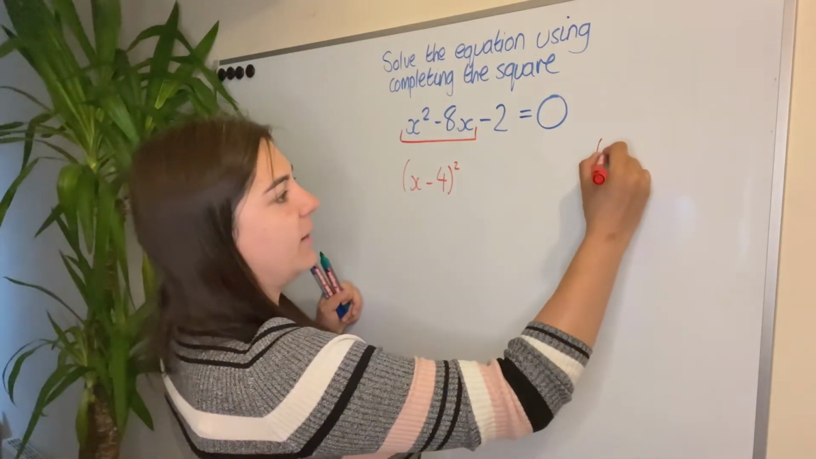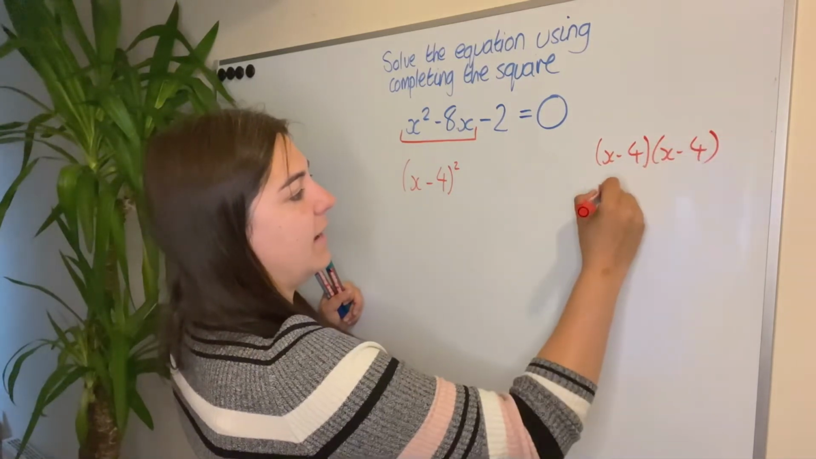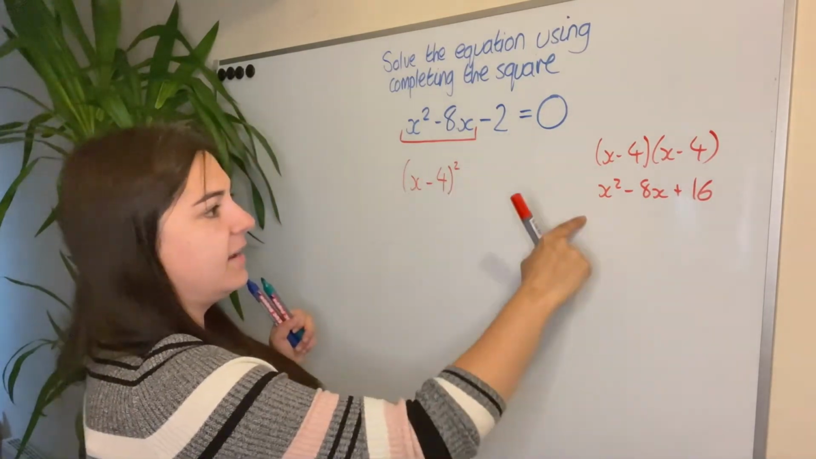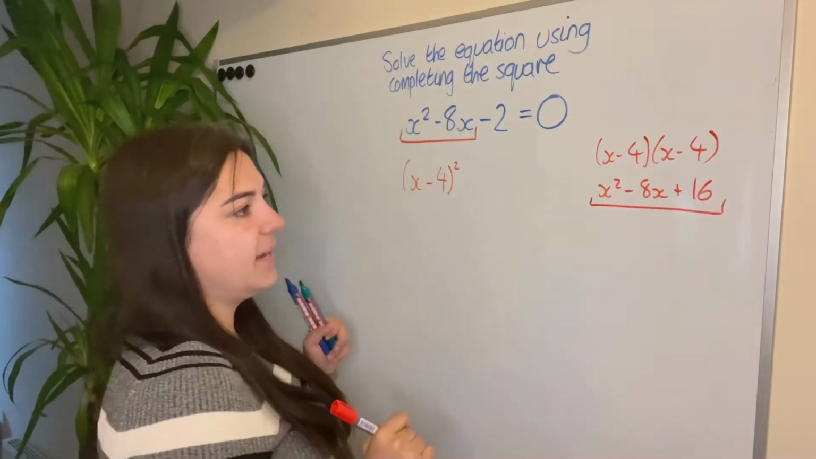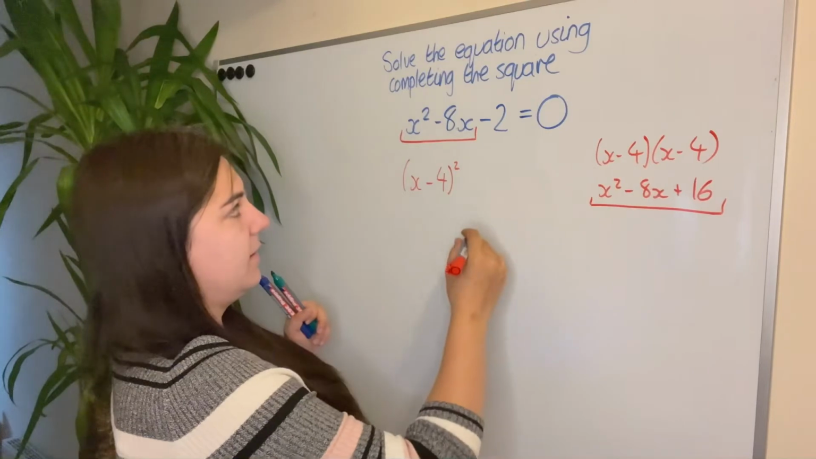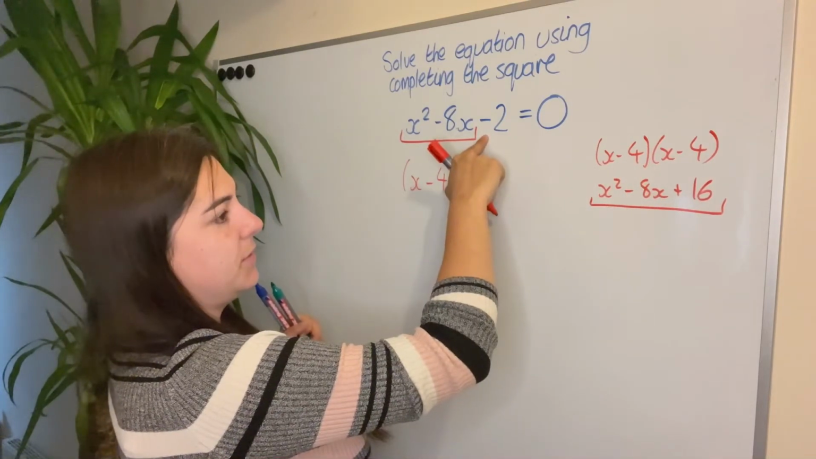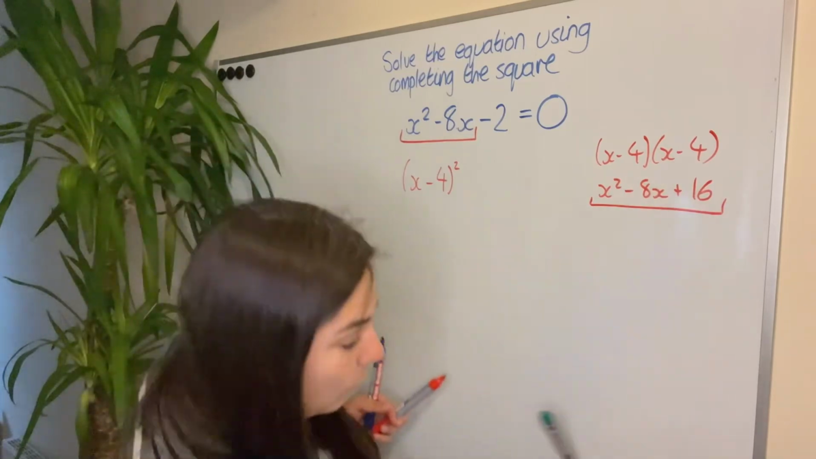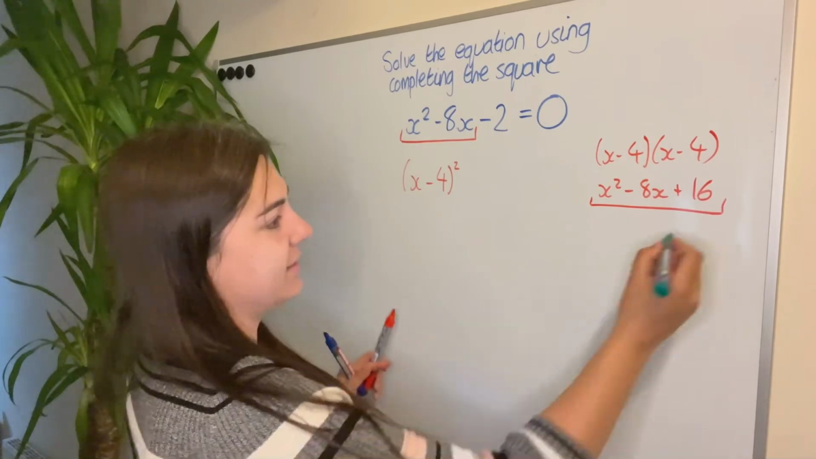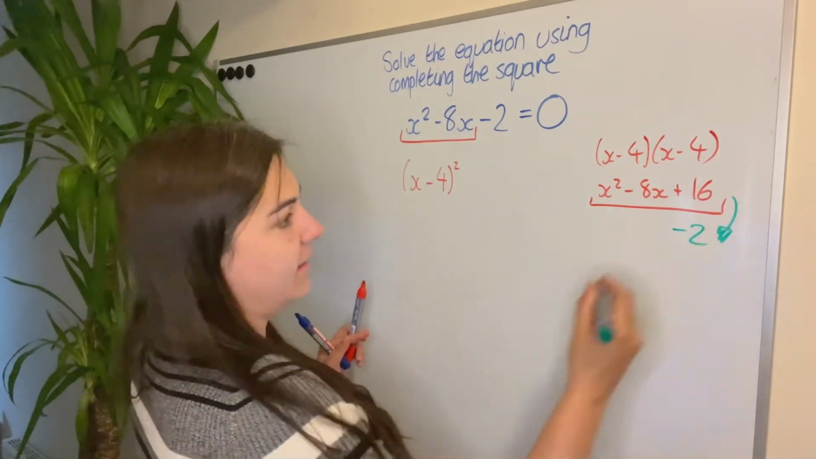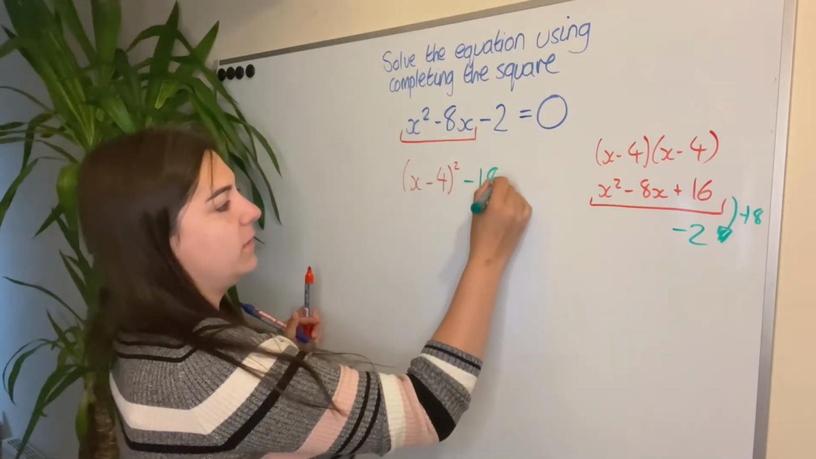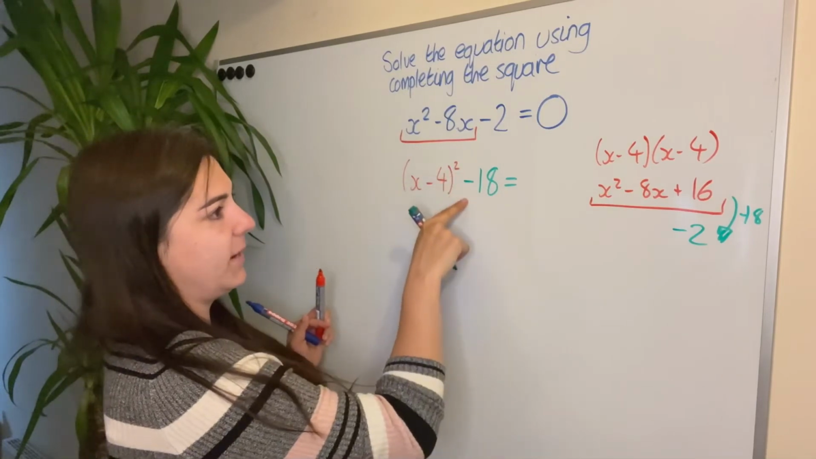So x take away 4 squared would give me x squared take away 8x plus 16. Okay, so if I expanded this, the perfect square would be x squared take away 8x plus 16. Now, how do I get from plus 16 to negative 2? So how do I get from 16 to negative 2? The difference is I have to subtract 18. Okay, so this in its completed square form would be x take away 4 squared take away 18.